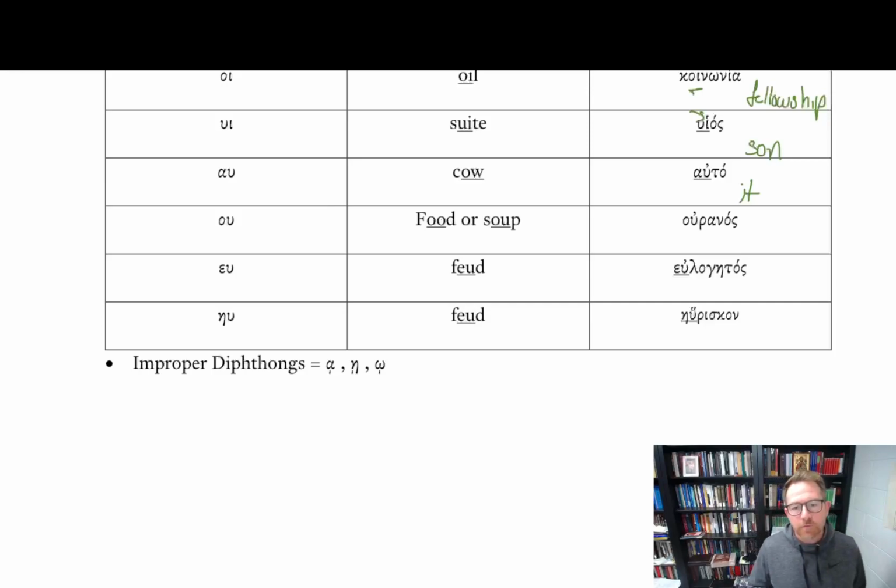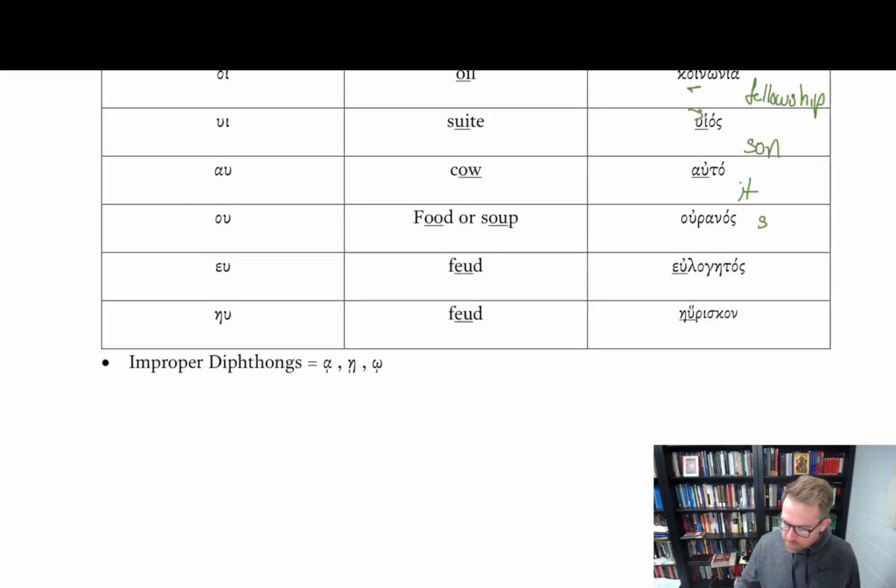Oo, like in food or soup. So not ow like in cow, but oo like in food or soup. Uranos, which means sky or heaven. Epsilon, upsilon, feud. Eulagatos, which means blessed.